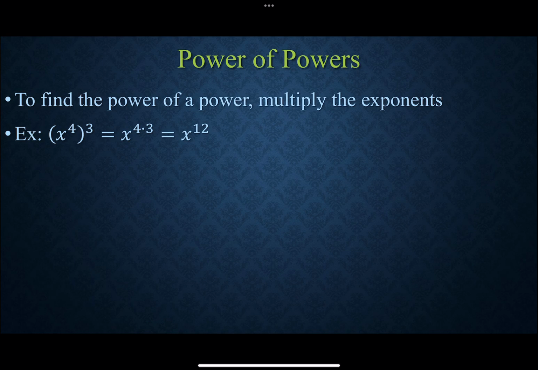Power of powers is now where we raise an exponent to another exponent. So like we have x to the fourth to the third. Here the exponents will multiply together. So 4 times 3 is going to give us 12.